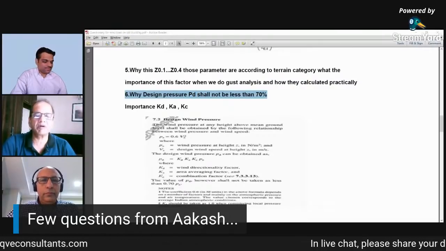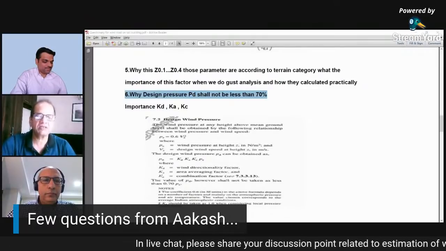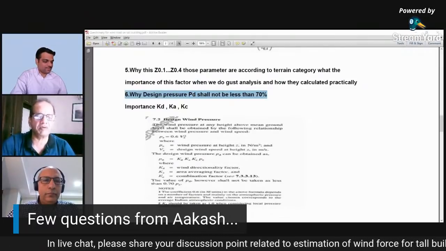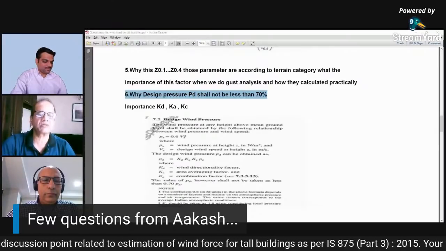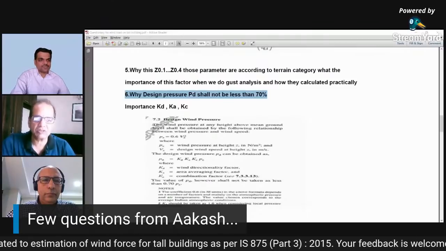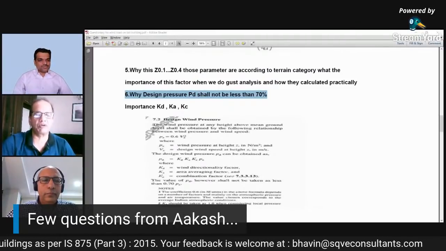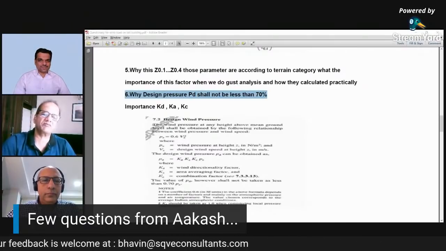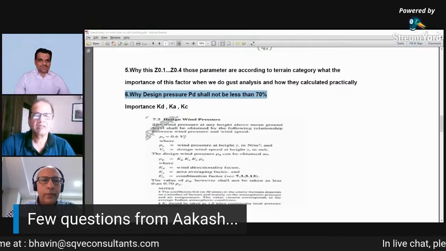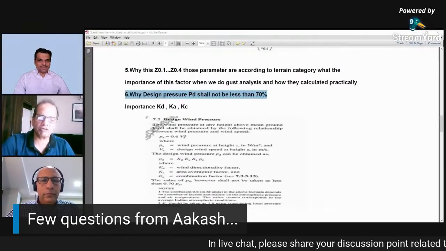Somebody must have raised the point that if you apply so many of the factors, then sometimes the actual design pressure may even come less than 50%, which may become dangerous for the structure in some situations. So they might have agreed that okay, it should not be less than a particular value. Now, why is it 70%? Why not 75? Why not 65? No debate, because such percentages don't have any serious logic.